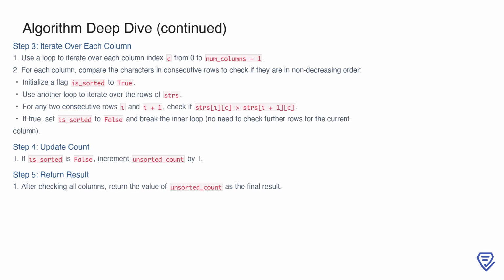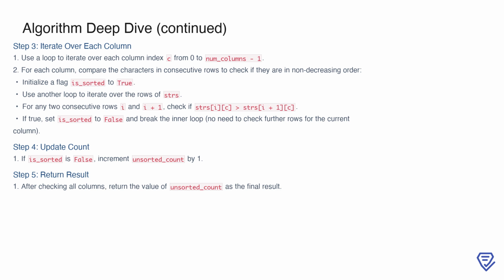Now, we move on to processing each column to determine if it is sorted. To do this, we use a loop that iterates over each column index, from 0 to number_columns - 1. For each column, we need to compare the characters in consecutive rows to check if they are in non-decreasing order. We begin by setting a flag is_sorted to true, which assumes the column is sorted until proven otherwise. Then, we use an inner loop to go through the rows of strs. For any 2 consecutive rows, we compare the characters at the current column index.